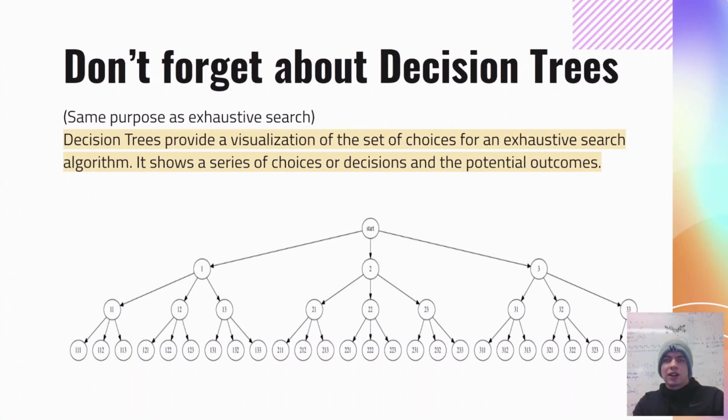Decision trees are also helpful with backtracking, and they serve the same purpose as exhaustive search. So go check out that review video if you want a refresher on decision trees. But these can help build intuitions for recursive backtracking problems, as well as exhaustive search problems. So still very useful.